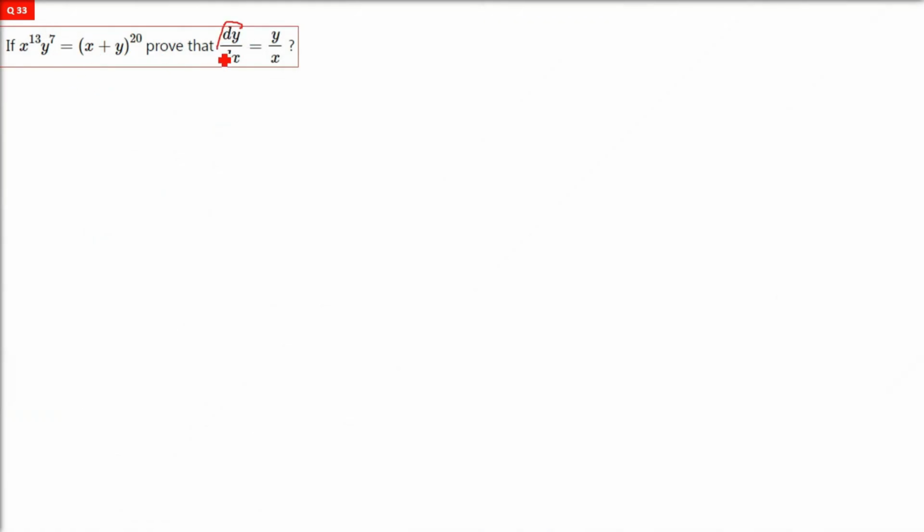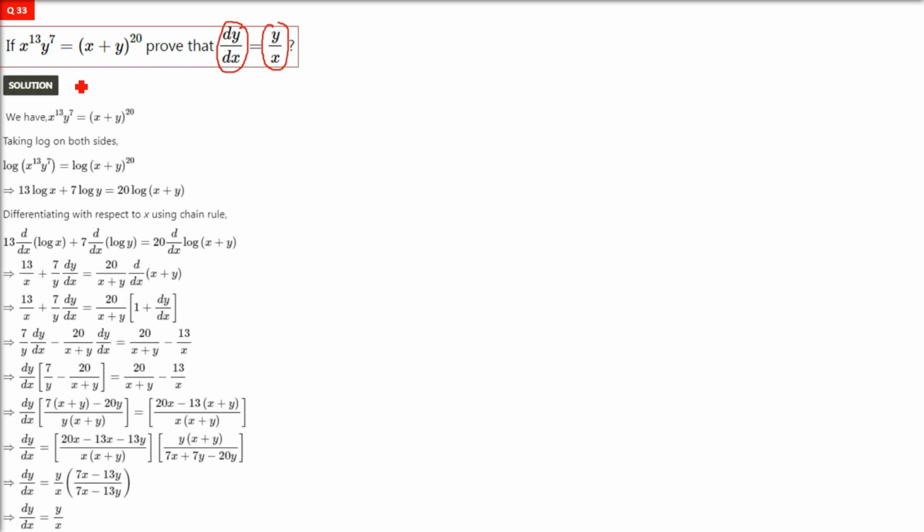Now in this question, what we have to do? This is dy by dx equals y by x that we have to prove. So the best way is to take the logarithmic way of derivation. So x to the power 13, y to the power 7 is equal to x plus y to the power 20. Let us take log on both the sides. Please remember, log a into b is log a plus log b. So we can write this as log x to the power 13 plus log y to the power 7.